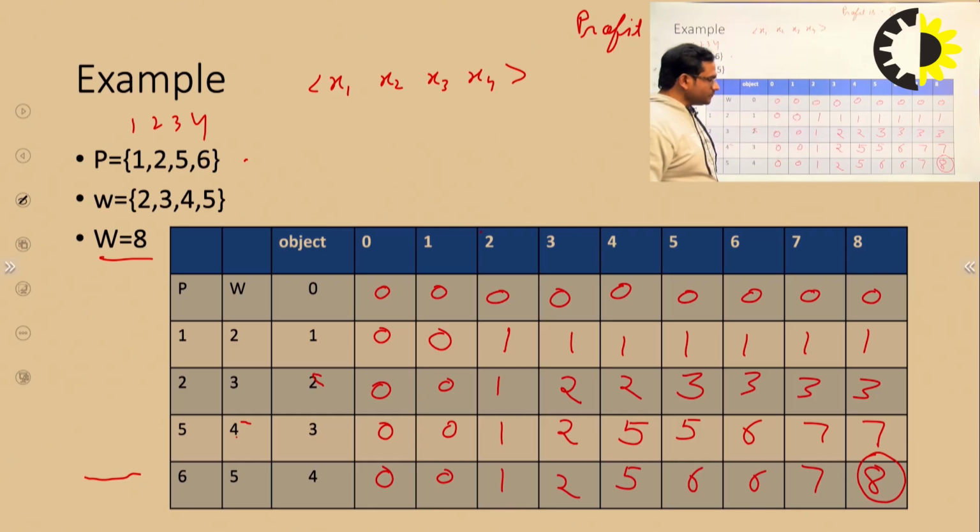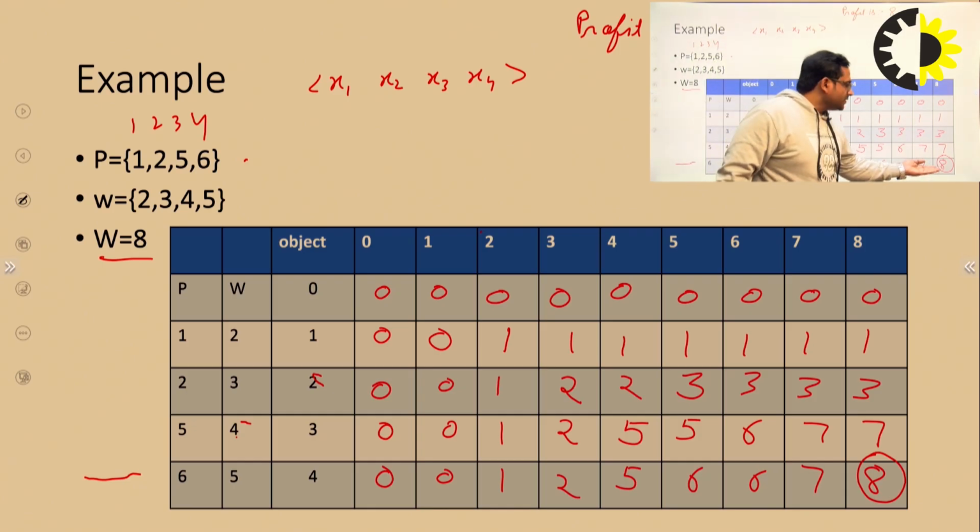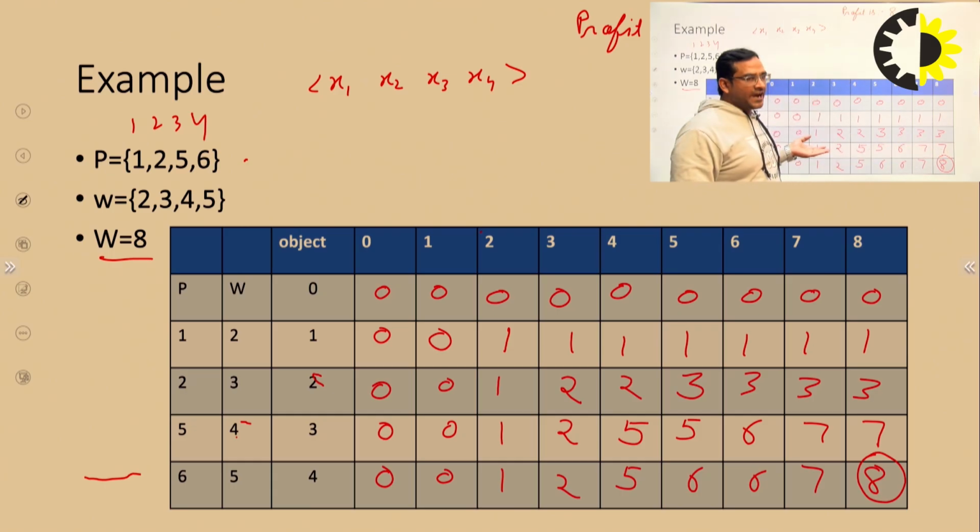Okay, this value is coming from the previous row, or this value is available in the previous row? No. That means this object is included, that's why the value is coming 8, right?